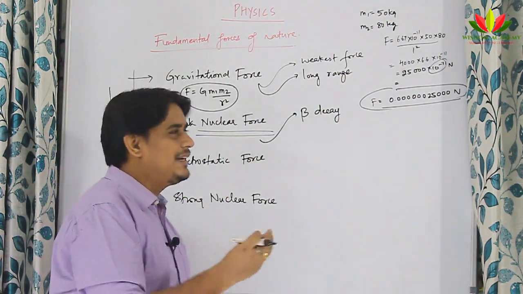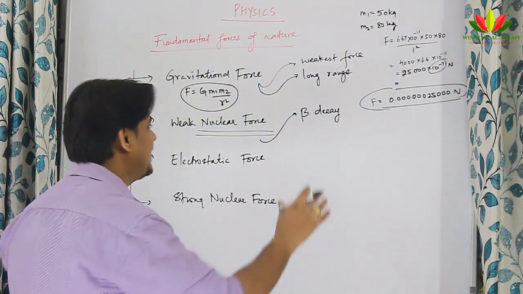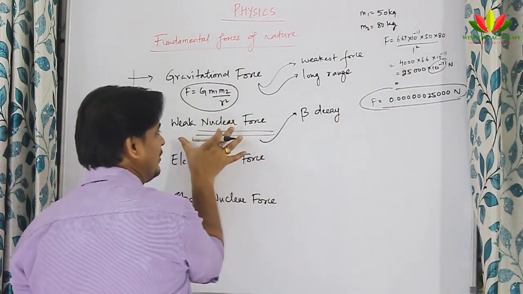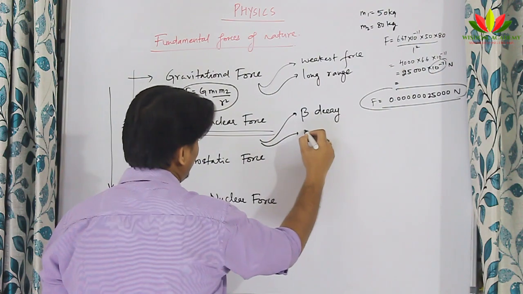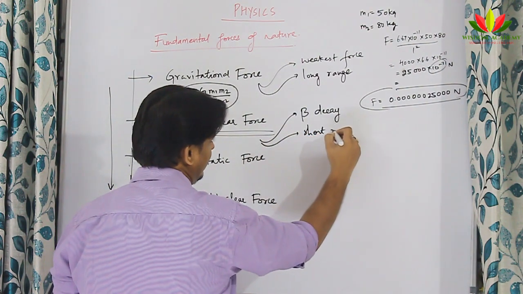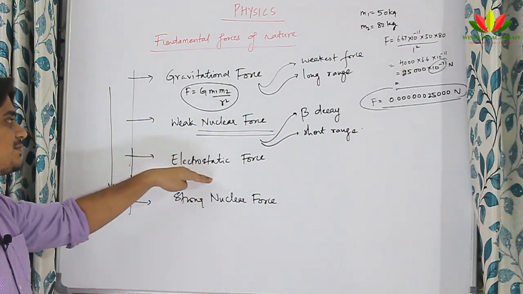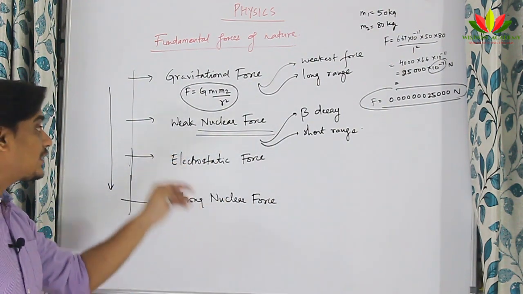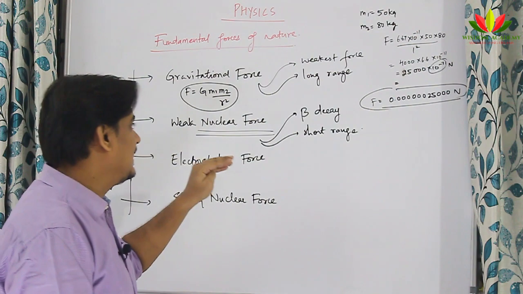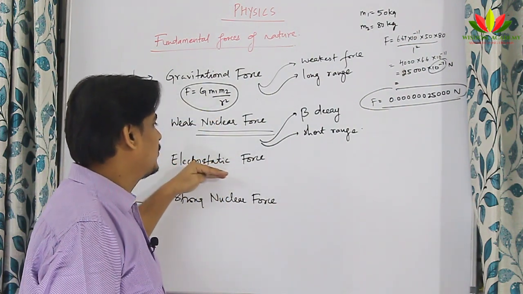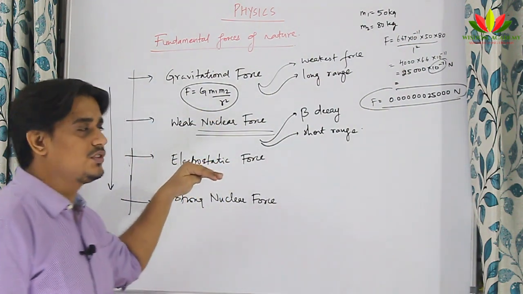There are two kinds of decay, beta plus and beta minus decay. Beta decay is creating this weak nuclear force, and they are short range forces. Then comes electrostatic force. Electrostatic force is stronger than weak nuclear force, but weaker than strong nuclear force, definitely.